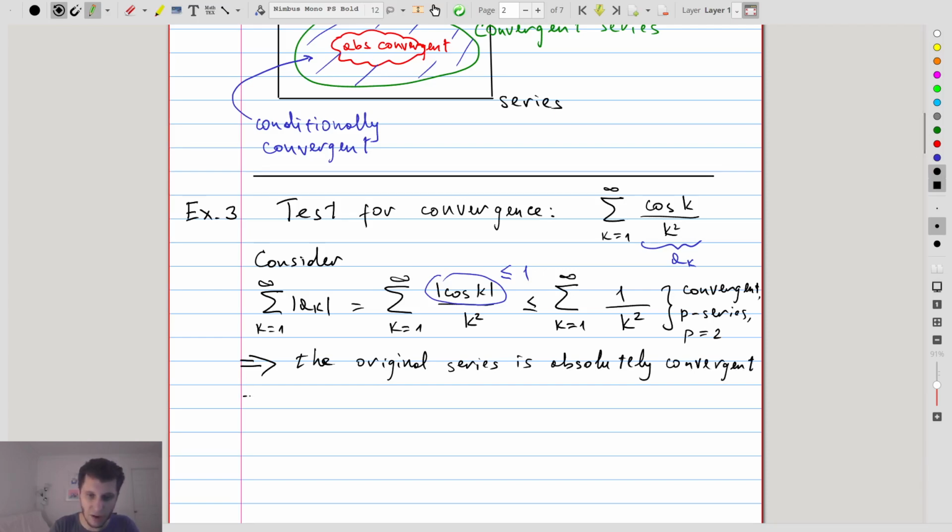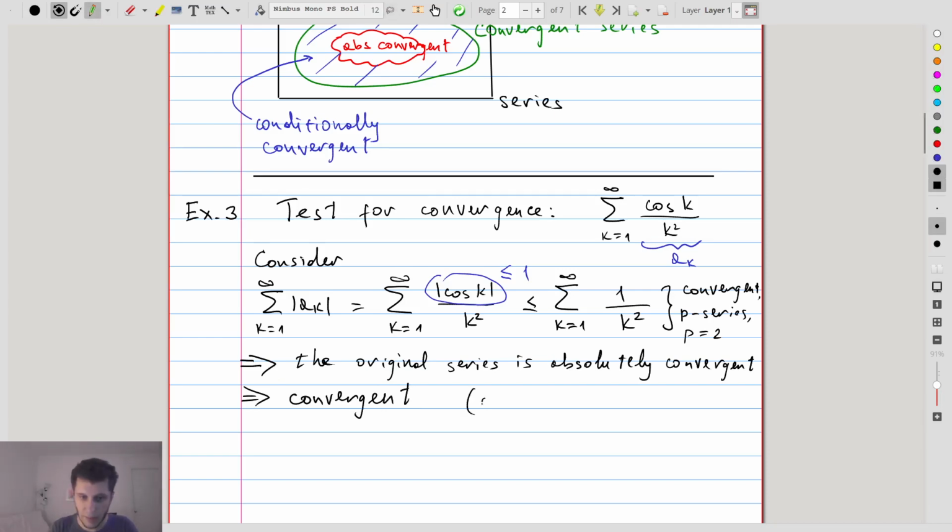behavior of cosine k. We do not particularly care if it's positive or negative, because we have seen that once we apply absolute value to every term, that series converges, giving us absolute convergence of the original series, giving us in turn its convergence in the usual sense. And so the original series is then convergent.